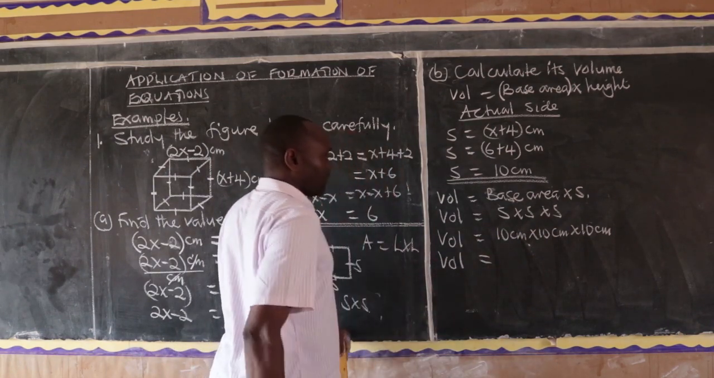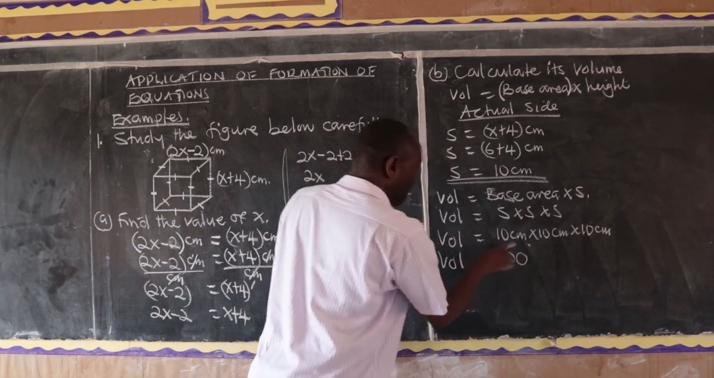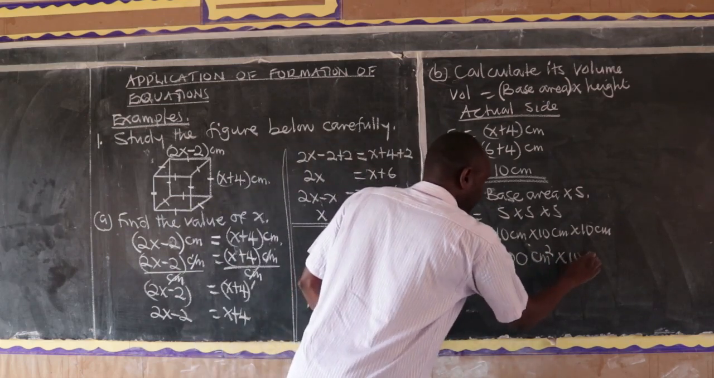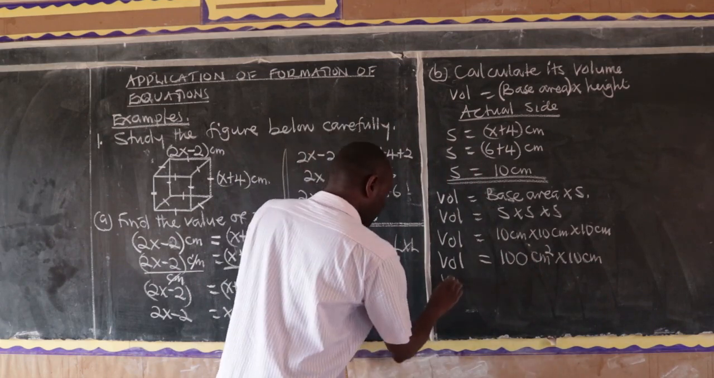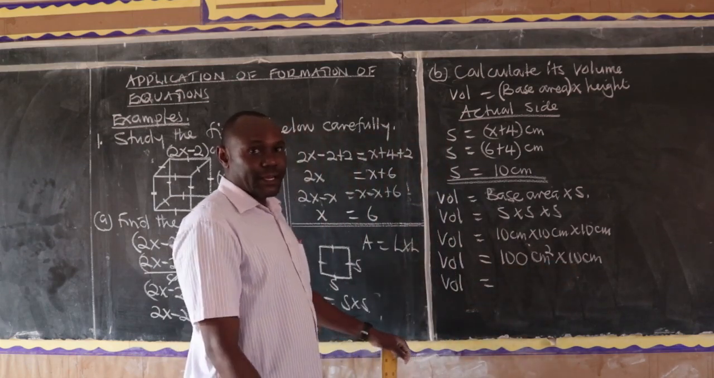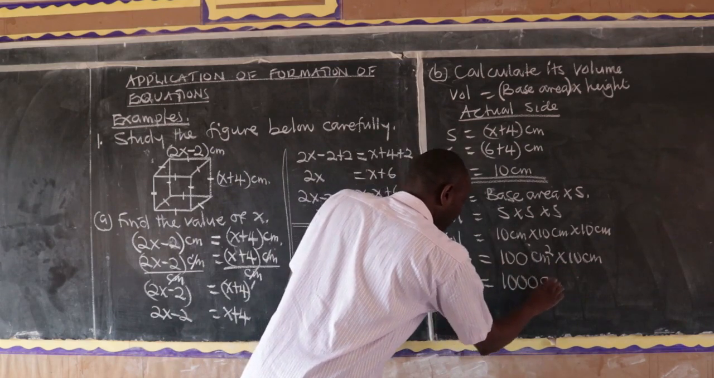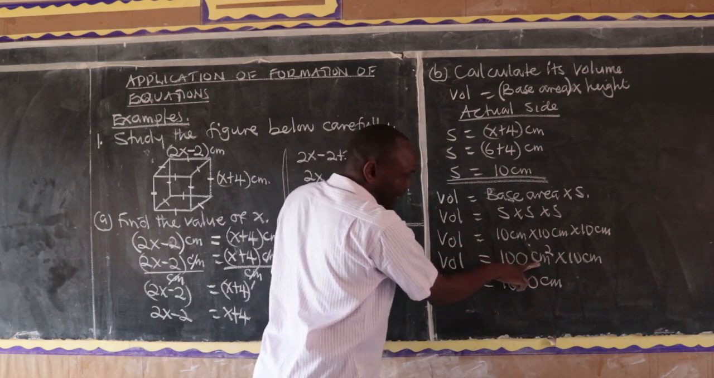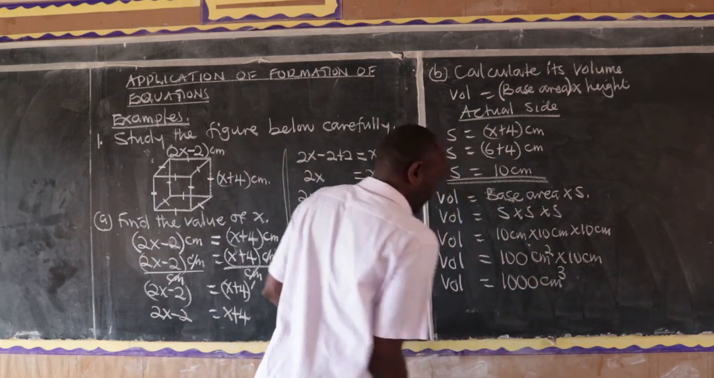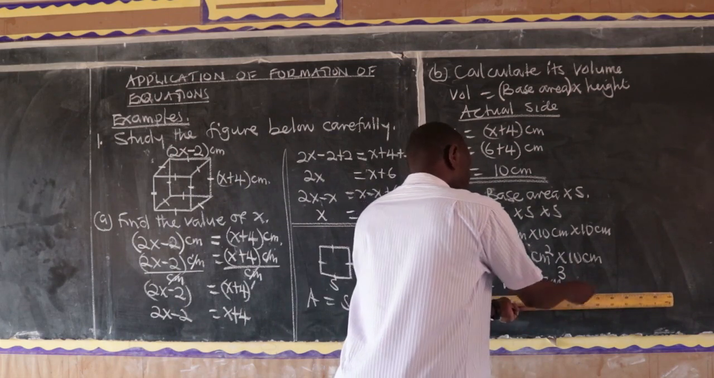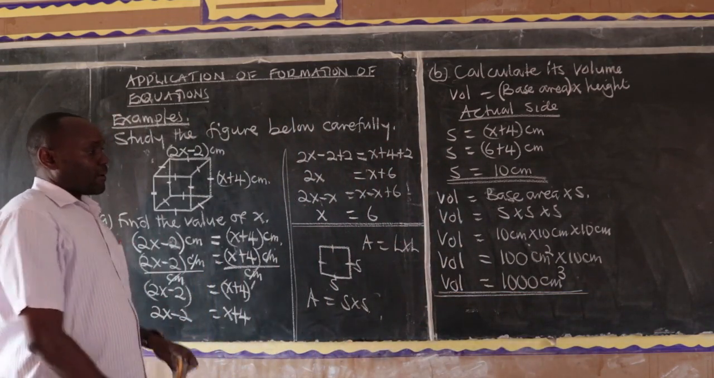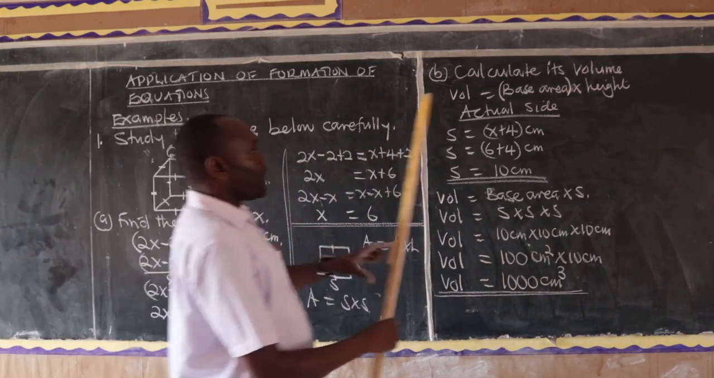So the volume will give us 10 times 10. That is 100 square centimeters multiplied by 10 centimeters. So it will give us the volume to be 100 times 10. That is 1000 square centimeters times a centimeter. What we shall get is cubic. Remember, I told you that with volume, you must make sure that the units are cubed.